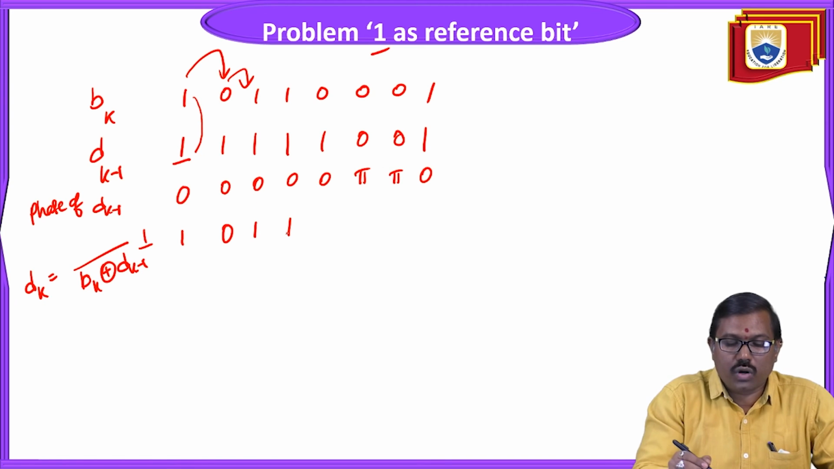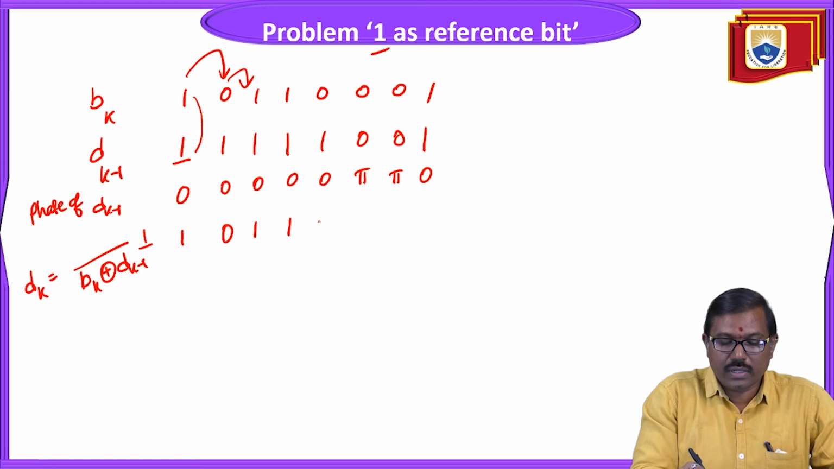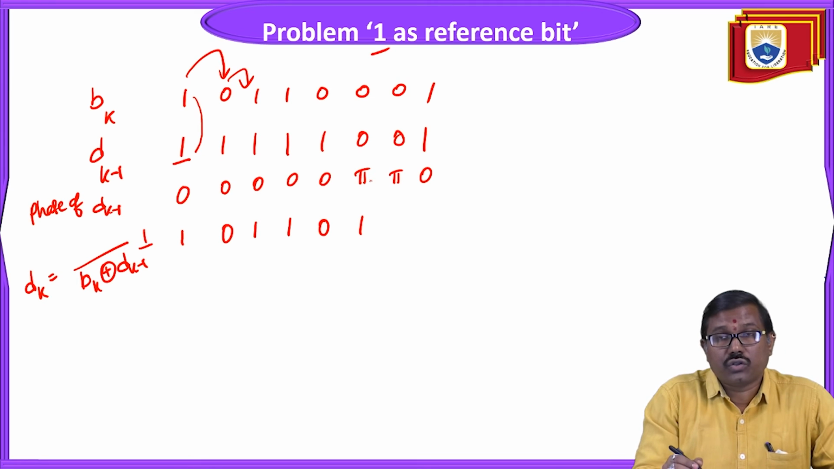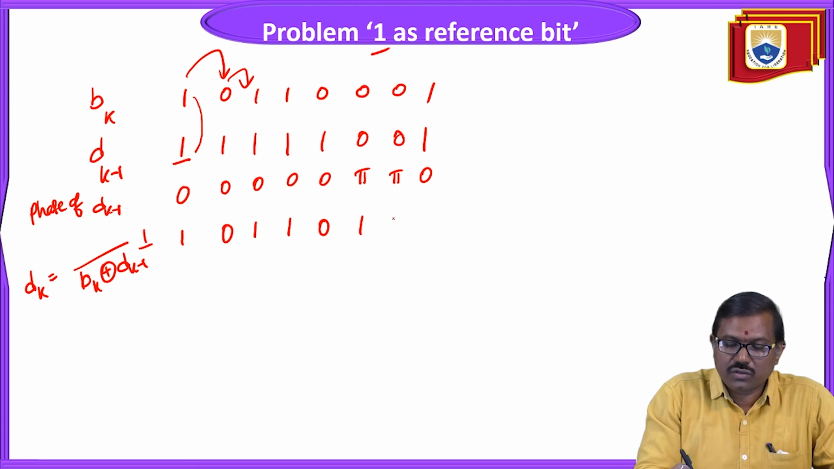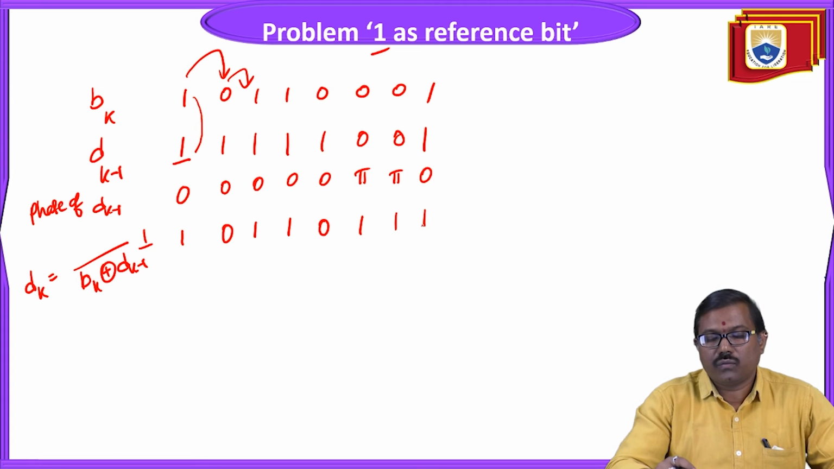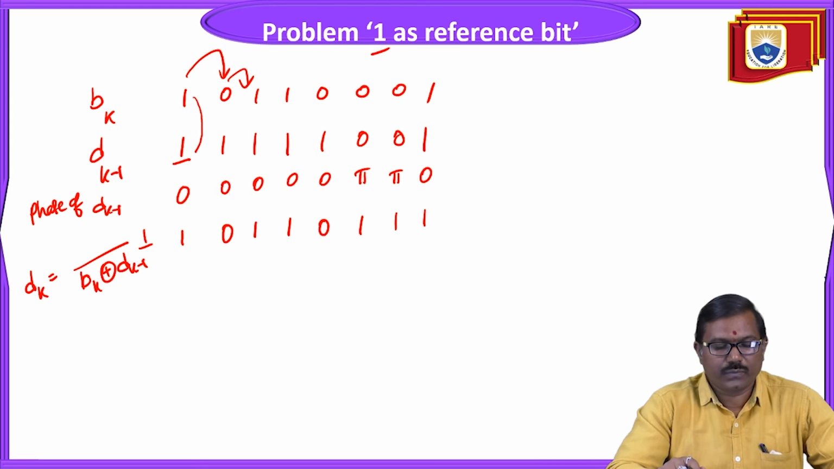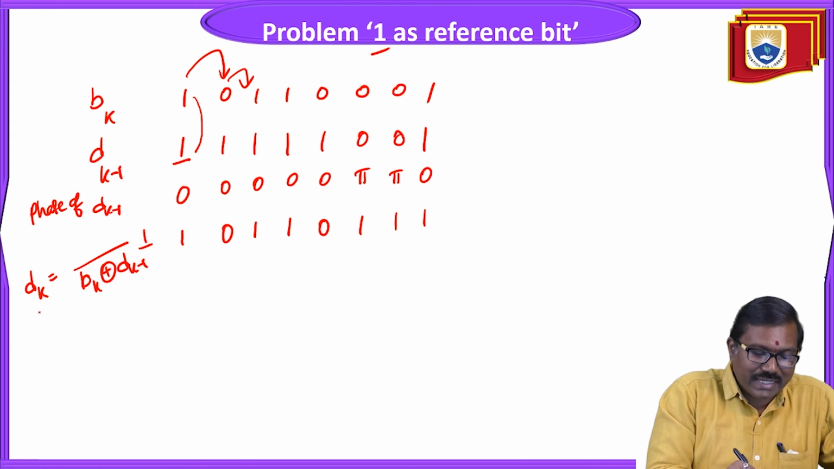Similarly 1 0 gives 0, 0 0 gives 1. While 0 0 is 0 for XOR, the complement is there, so 1. Again 0 0 gives 1. So 1 1 also produces 1. Why? 1 1 is 0 for XOR, but the complement is 1. Okay, so this is my DK.